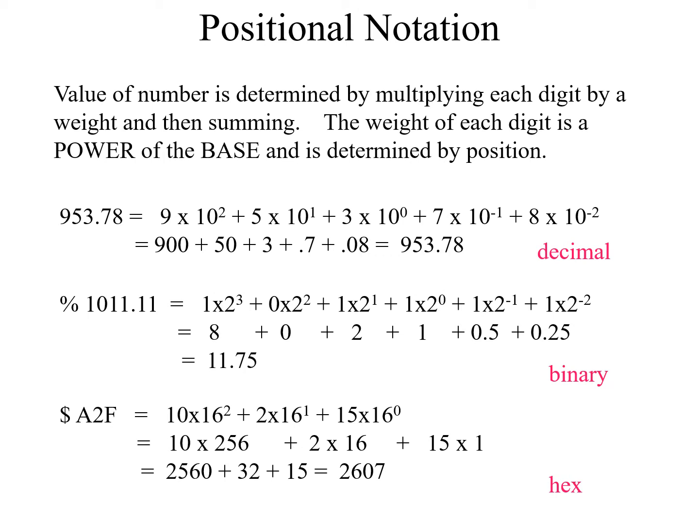A hexadecimal number is converted into decimal by multiplying each digit by the positive power of the base starting from 0. 16 raised to power 0 multiplied by F, F is 15, plus 16 raised to power 1, incremented by 1, multiplied by 2, then plus 16 raised to power 2 multiplied by 10, A equals 10. So we find the number 2560 plus 32 plus 15 equals 2607.